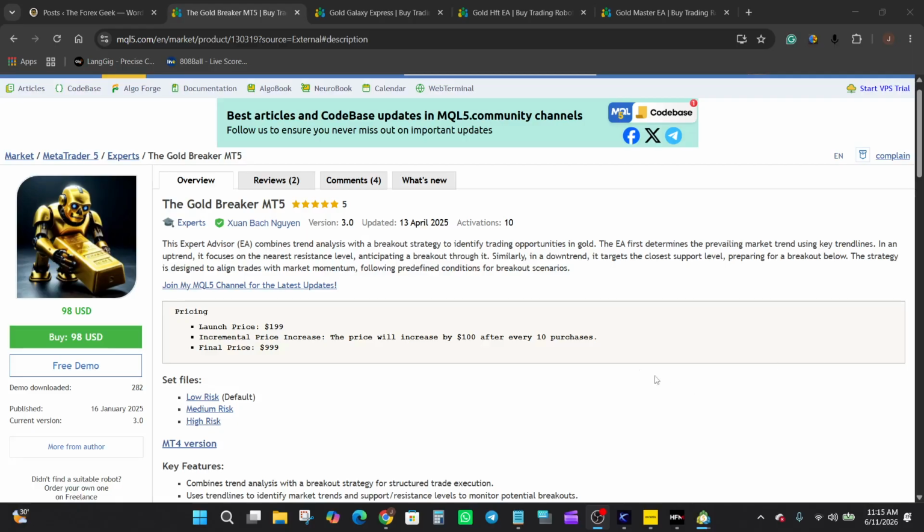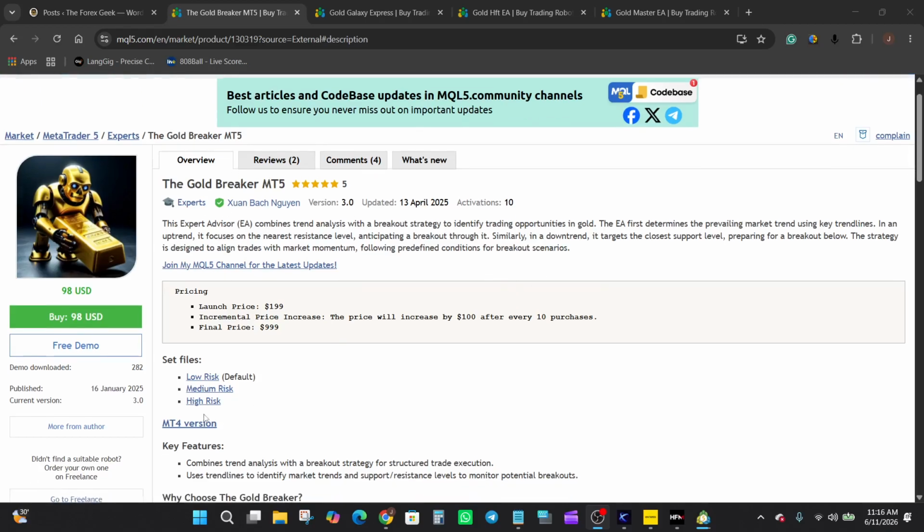Right now, I am reviewing the Gold Breaker Expert Advisor, which is available for both MT4 and MT5. This is the MT5 version, but there is an MT4 version as well. All right, so the expert advisor supports both MT4 and MT5.